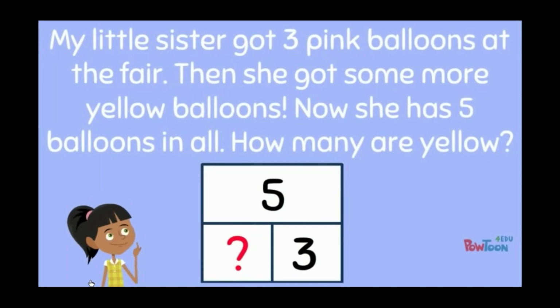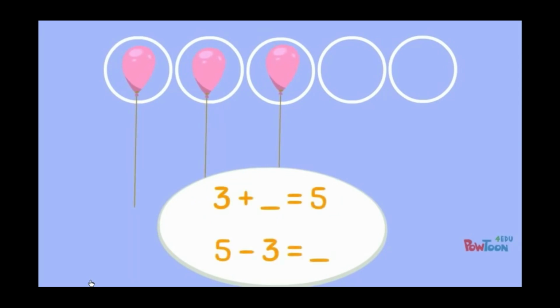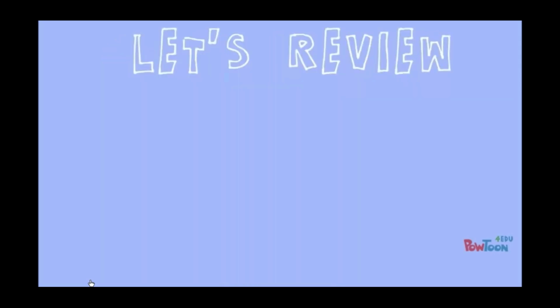Do you know the answer? Let's see. I know she has 5 balloons. I know 3 are pink. So 3 plus something equals 5. Or 5 minus 3 equals something. What is it? Did you say 2? If so, you're right.